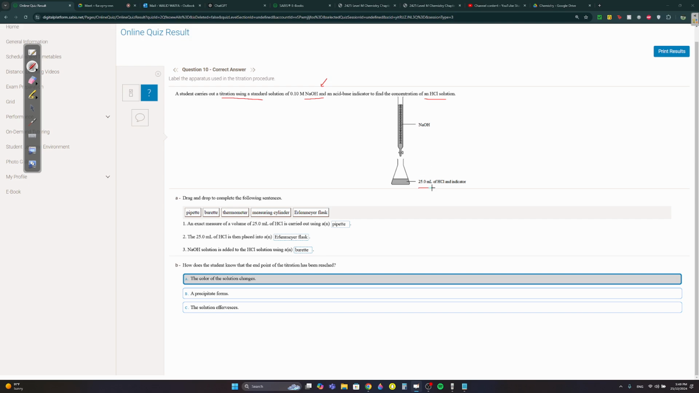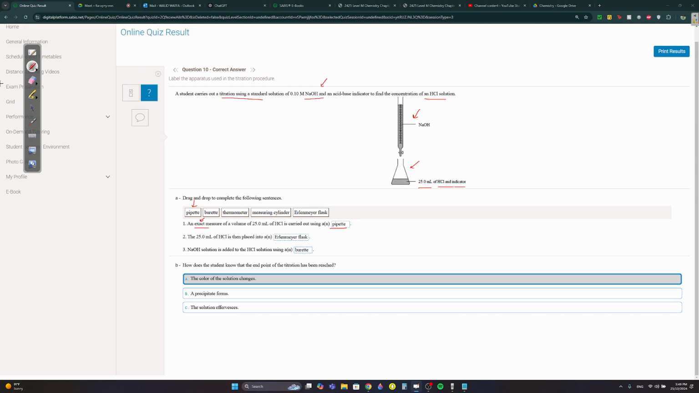So you have 25 milliliters of HCl and an indicator. You have here some NaOH and you're dripping it in. So, an exact measure of volume, 25 milliliters of HCl, is carried out using a what? Pipette. You want an exact measure. What do you use for exact measurements? Obviously, you use a pipette. The 25 milliliters of HCl is then placed into what?